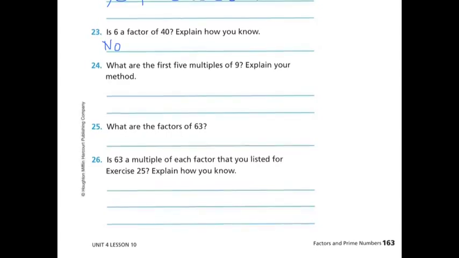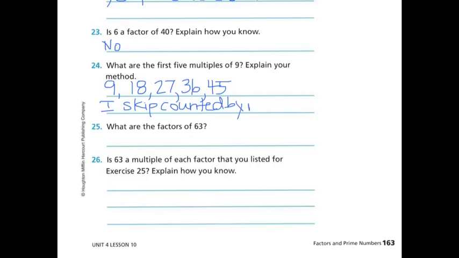What are the first 5 multiples of 9? Well, my method is going to be to skip count by 9s. 9, 18, 9 times 3 is 27, 9 times 4 is 36, 9 times 5 is 45. I skip counted by 9s. That's my explanation of my answer.